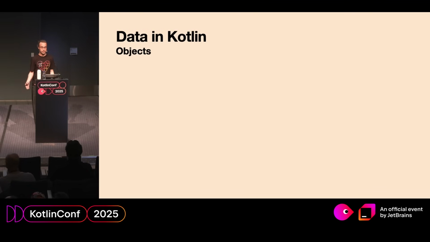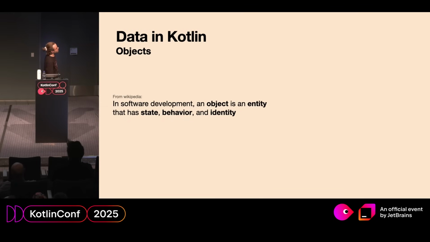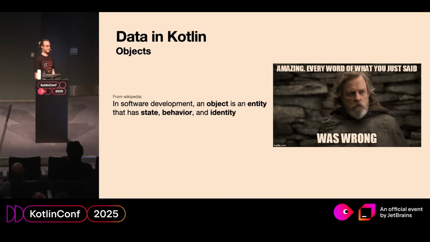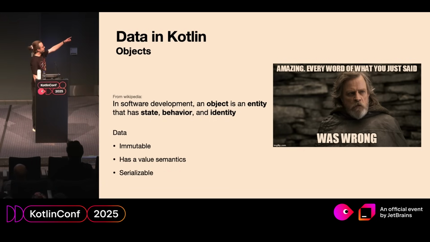Kotlin, being an object-oriented language, gives us objects. So let's look up in Wikipedia, what is an object? It's an entity that has state, behavior, and identity. Nothing here resembles this, right? This thing does not have identity, no state, and doesn't say anything about behavior. So we've got to find some tool in the language.